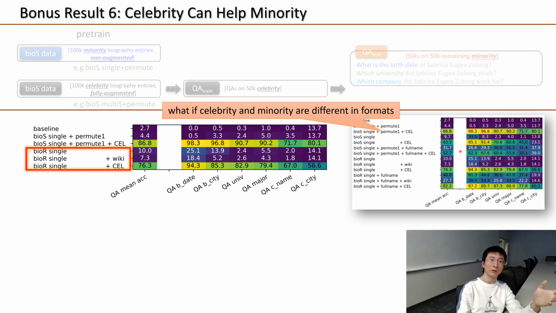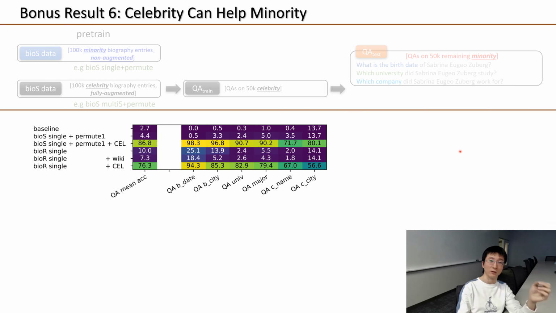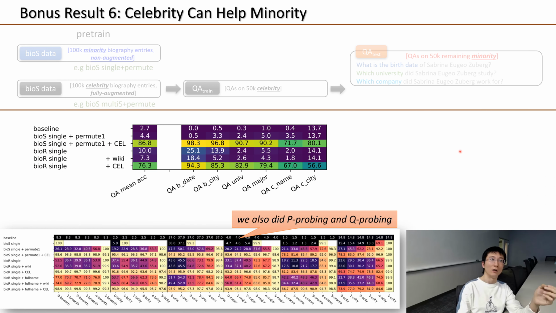In the paper, we also looked into precisely why this happens by, again, doing probing. And we noticed that, for instance, if you add celebrity to the pre-training process, then the model tends to store knowledge at a much earlier position compared to when you do not have celebrities present. So that was the way that we explained what happened behind the scenes for this first bonus question.